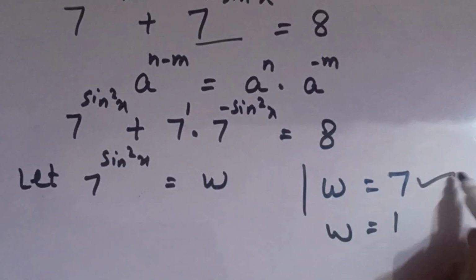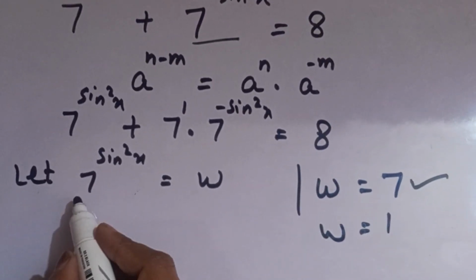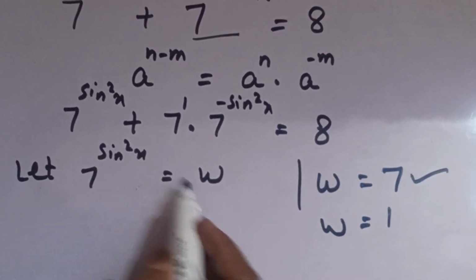Now we take these values. So we let 7 raised to the power sine square x be equal to w.